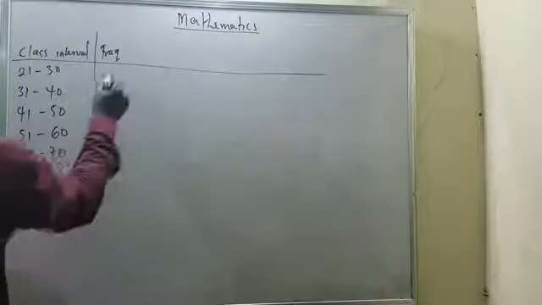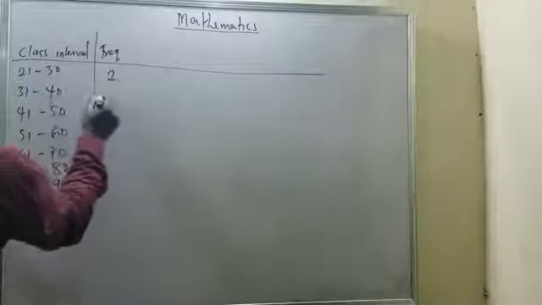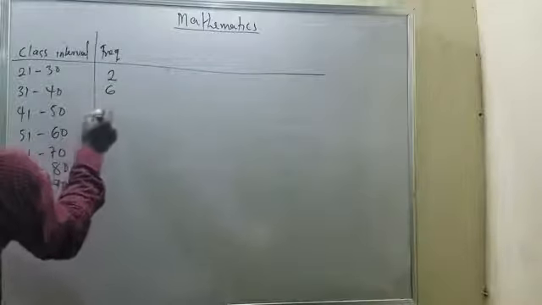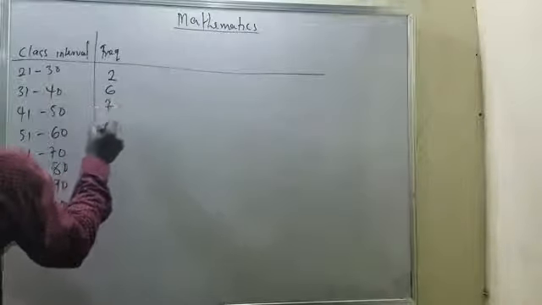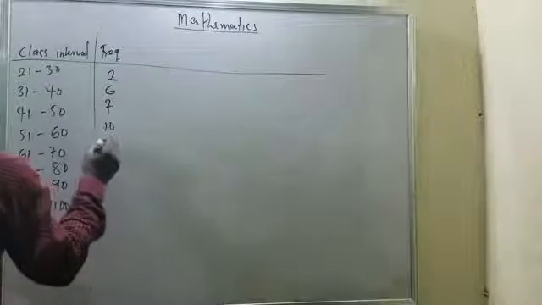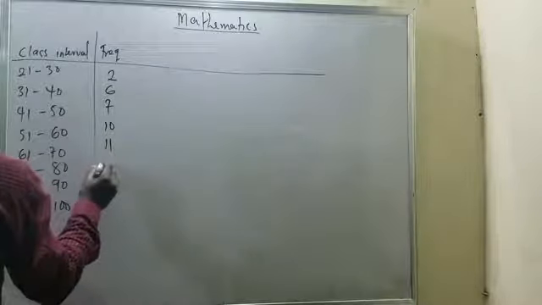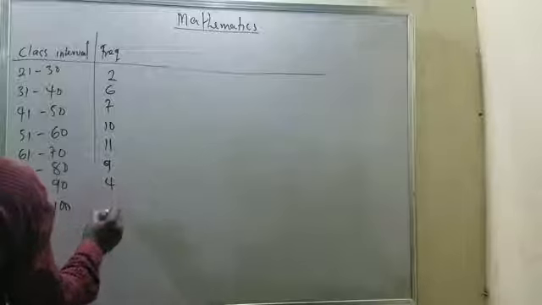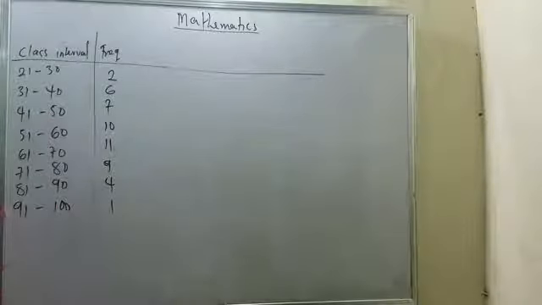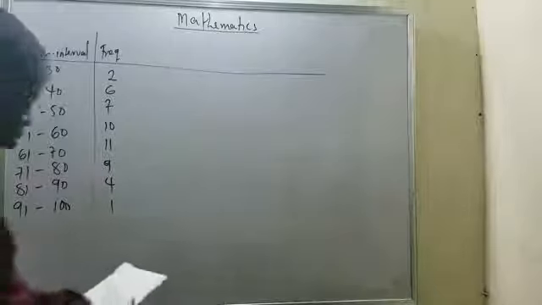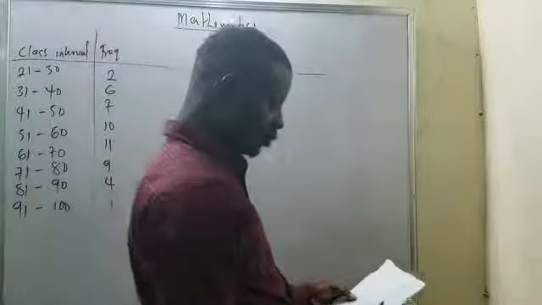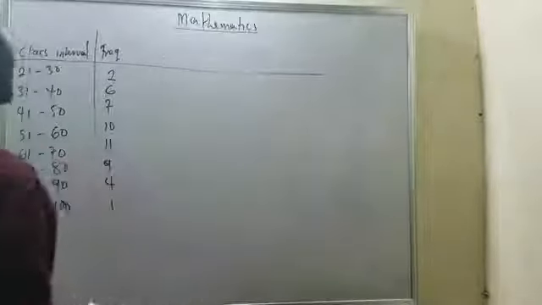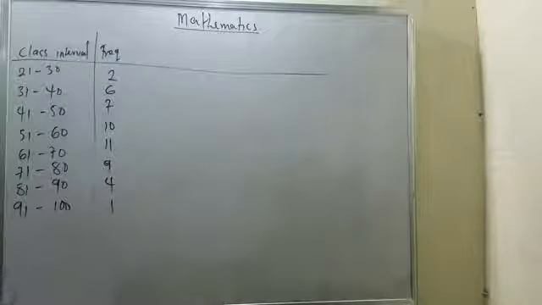Now, we have this as 2, this as 6, this as 7, this as 10, this as 11, this as 9, this one as 4, and this one is 1. Now, the first thing I will do: construct a cumulative frequency table for the distribution. It means I must achieve my cumulative frequency.